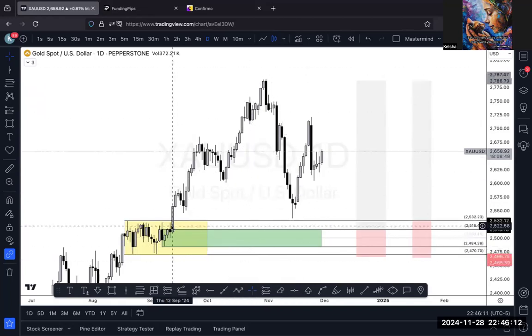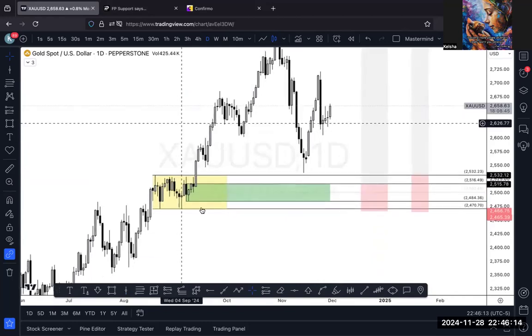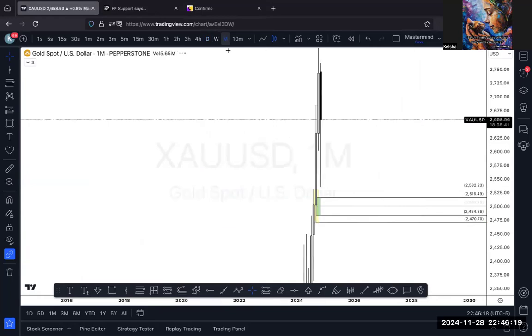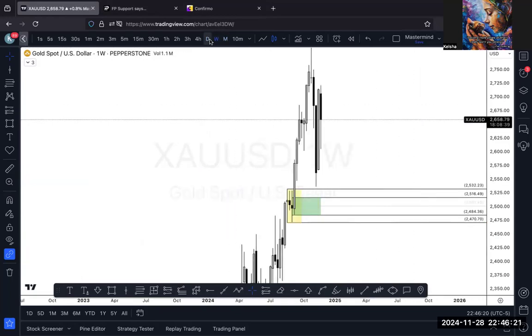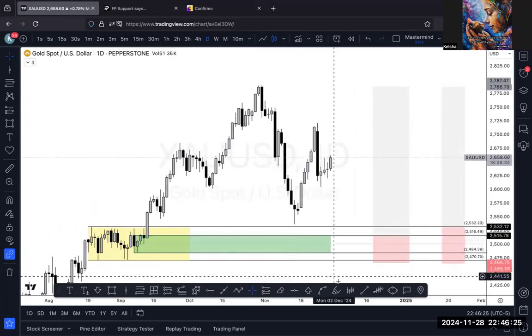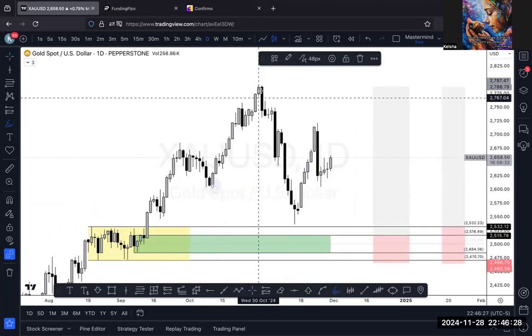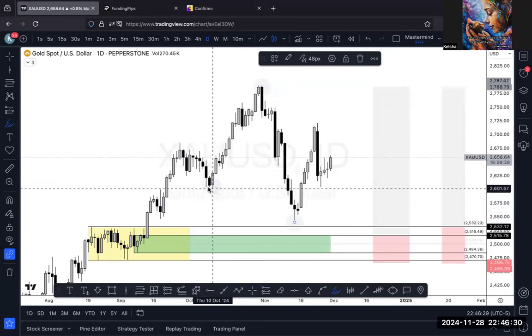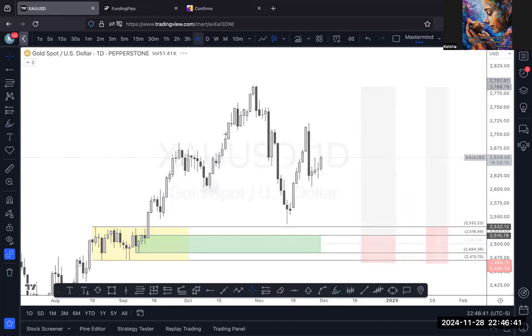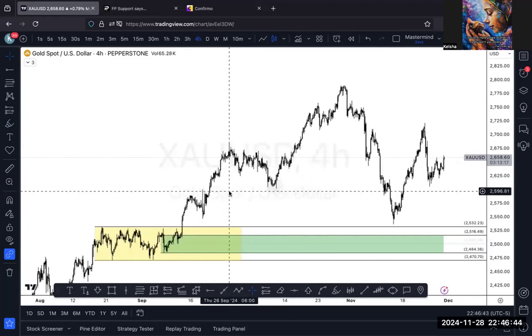Now let's see what the 4 hour has available, because the daily and the weekly and the monthly are bullish, as we could see, right? Price action on those time frames is bullish. However, the 4 hour, you could consider it somewhat bearish since it broke this low, right? Since it broke this low right here. So let's just have a look at the 4 hour.